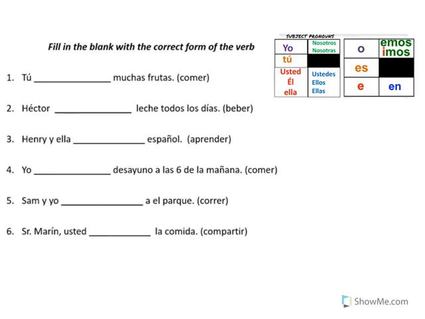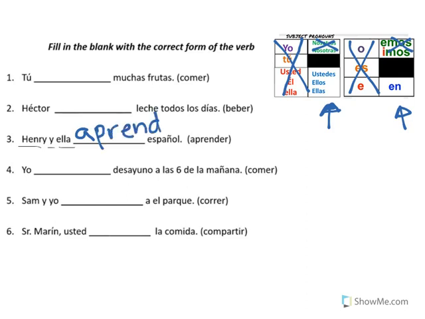Alright, number 3. Here we have Henry y ella. So we have 2 names. Remember what we said about when there are 2 names, that we are going to cross out this side because we're looking at multiple people, which means that it'll be on this part of the chart. That means we cross out these endings because the ending will be here. Henry and ella, Henry and her. So it does not include me. It does not include this, so I'm going to cross that out, and I'm going to cross that out. So my ending is going to be the en ending. So Henry y ella aprende. We got rid of the er, and now we add the en. Aprenden español. Henry and her learn Spanish. Next.